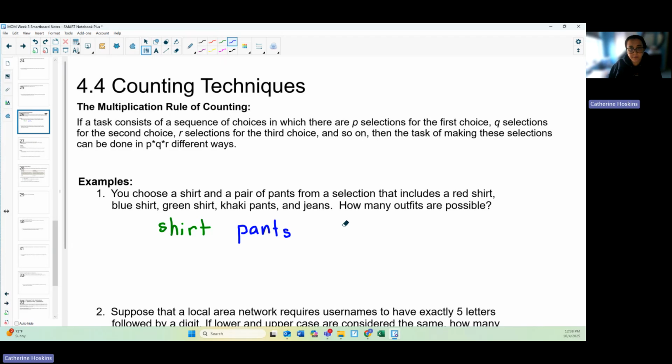All right, so then I'm going to keep reading. We're going to choose a shirt and a pair of pants from a selection that includes a red shirt, so there's one, a blue shirt, there's two, and a green shirt. So we have a total of three shirts to choose from. We then have a pair of khaki pants and a pair of jeans, so we have two pairs of pants to choose from. When we want to figure out how many outfits are possible, we are going to multiply. We're going to say 3 times 2, where we end up with a total of 6 outfits that are possible to choose from. So there are 6 different outfits possible.